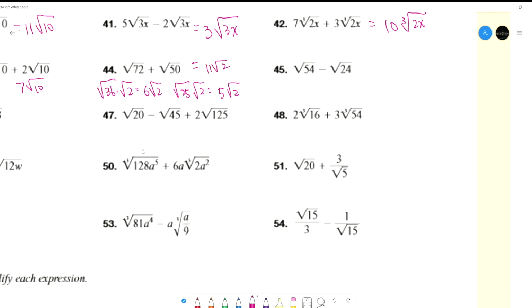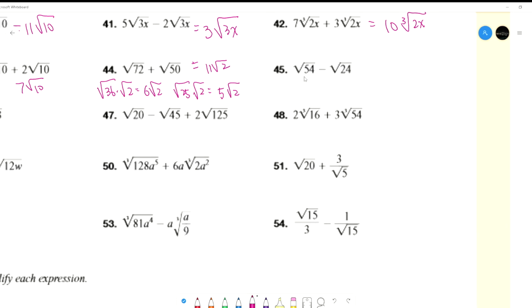Okay, any questions so far? Okay. Let's see here. Radical 54. So what do you see here? Do you see anything? Now, if you can't see the largest perfect square in 54, you could just try different numbers that you know it divides into.